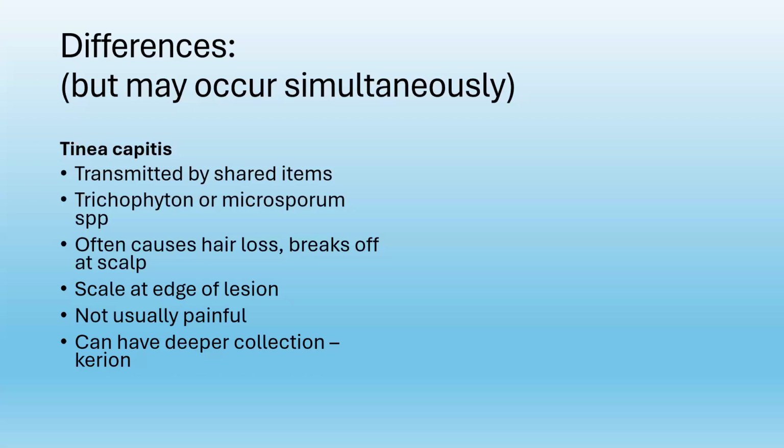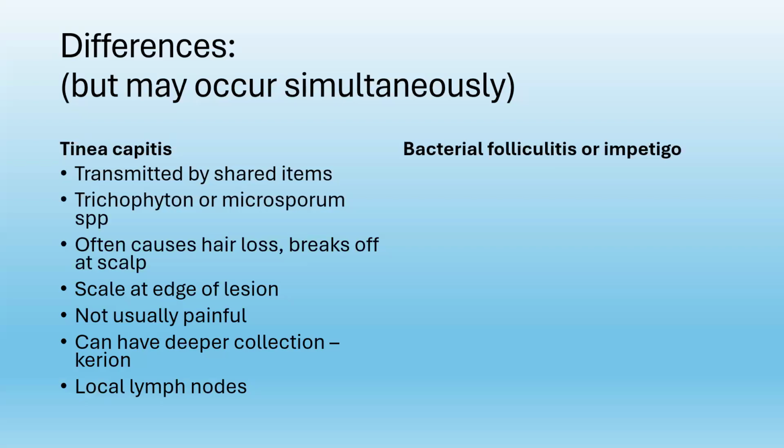But you can sometimes have this deeper collection, which is called carrion, which would make a soft fluctuant mass below what you can see on the surface. And then bacterial folliculitis, which would be little infection around each hair follicle, or impetigo, which is infection of the skin, bacterial infection.